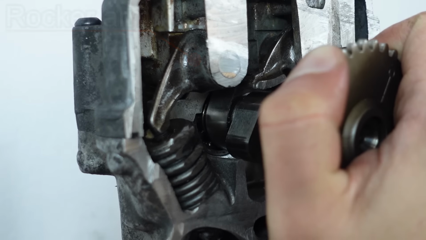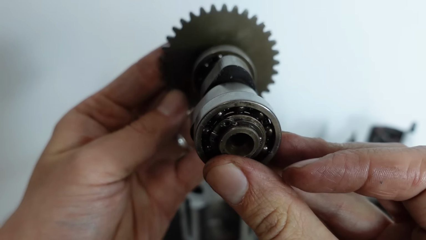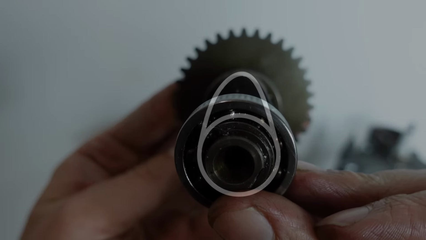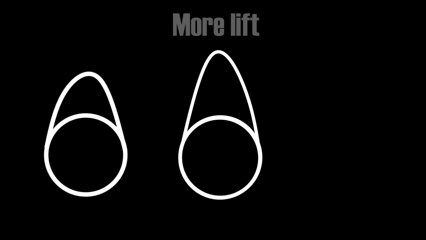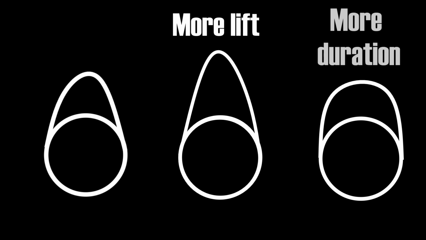As the lobe releases the rocker arm, the valve spring ensures that the valve returns to its seat as soon as possible. The shape of the lobe determines how much the valve opens and how long it remains open. The higher the lobe, the more the valve opens, or the more lift we have. The broader the lobe, the longer the valve remains open and the more duration we have.